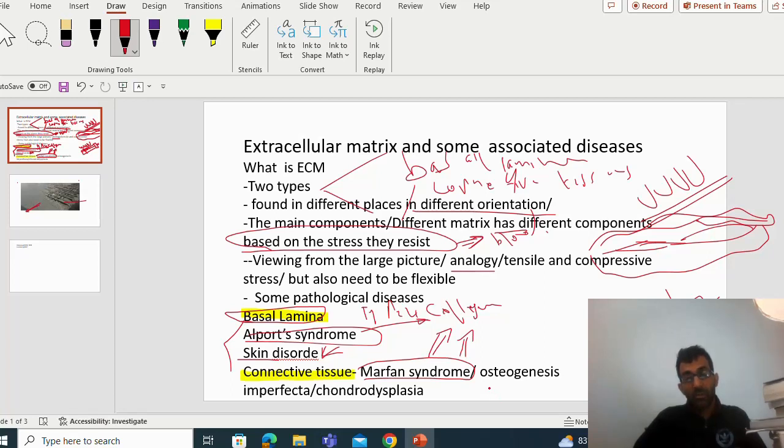Osteogenesis imperfecta is due to a genetic disorder affecting the gene that produces type 1 collagen. This type 1 collagen is very strong, so it is found a lot in the bone. So any defect in this collagen makes the bone weak. Chondrodysplasia is in the cartilage, in the type 2 collagen. So a defect in this type affects the cartilage.